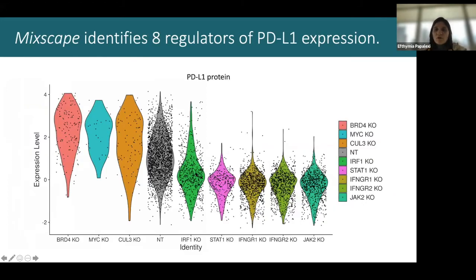We come full circle here to say we started with the goal of identifying regulators of PD-L1 expression. So now that we have the knockout cells, what can we learn? We are able to find 8 regulators of PD-L1 in our screen. The upstream path, the interferon gamma pathway upstream elements, we already knew about. And then we also identify some negative regulators of PD-L1: BRD4, MYC, and CUL3.